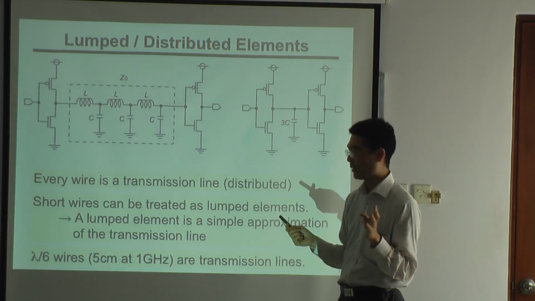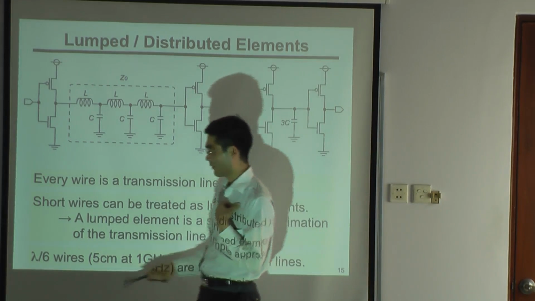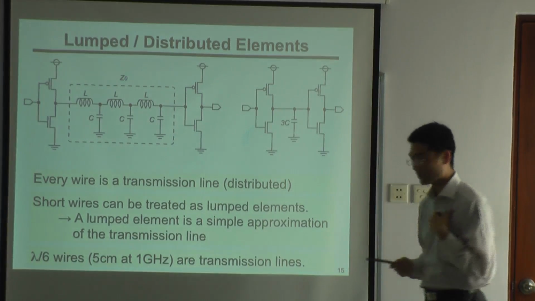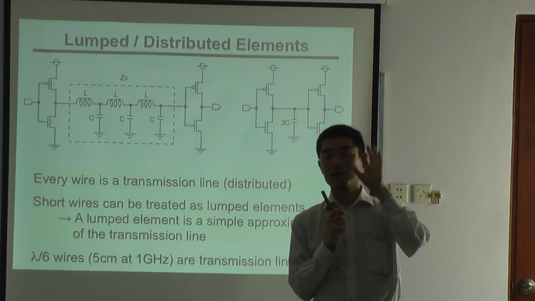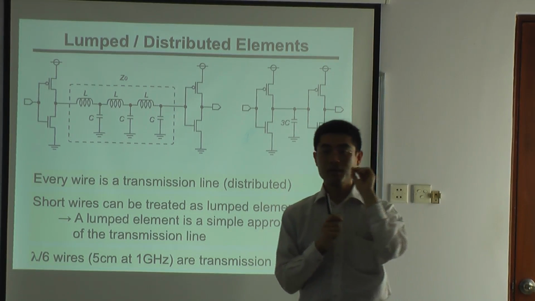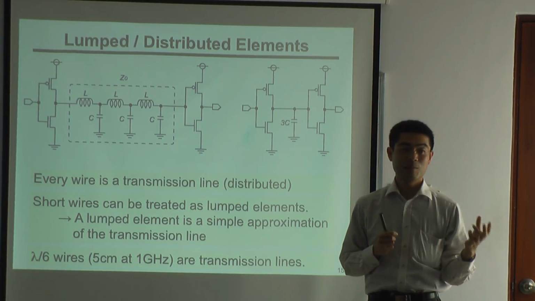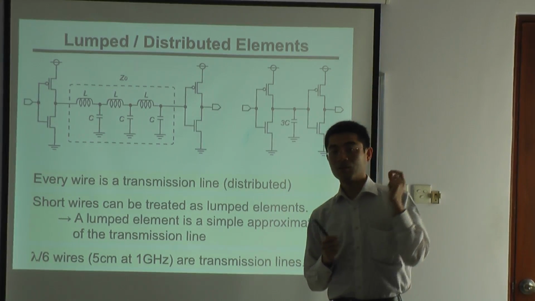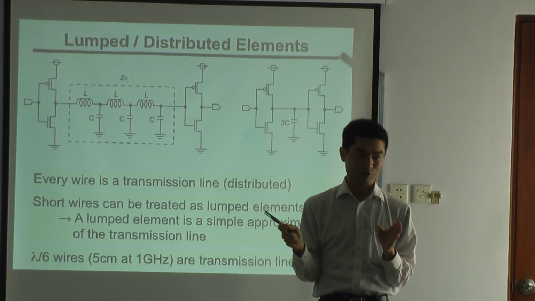So many people say many boundaries, but my boundary condition is lambda over 6. Usually the speed of an electromagnetic signal is the same as the speed of light. That means the speed of the electromagnetic signal is about 3 times 10 to the 8 meters per second. So in 1 nanosecond, it goes 30 centimeters.